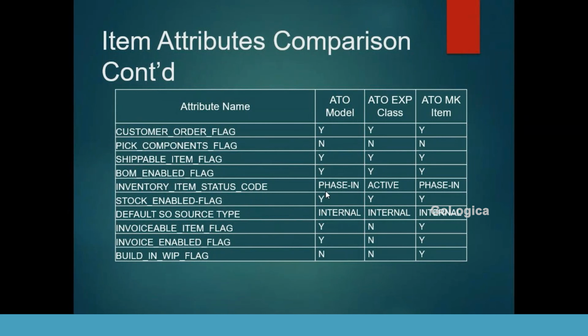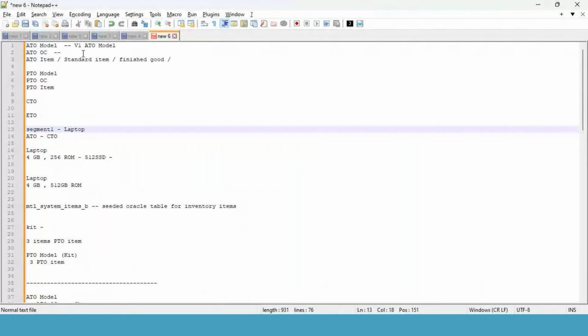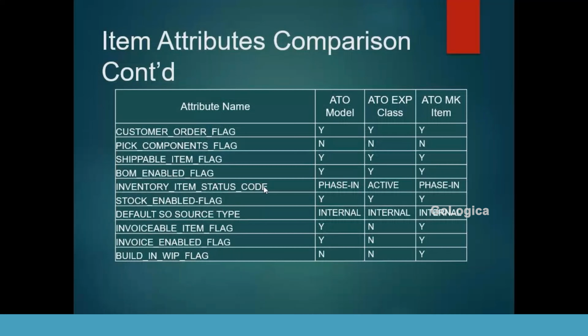Now suppose you have any changes to make in your template. You will define it as a separate template, like a V1 ATO model template, and as per your requirement you can set these flags there. These are the seeded values from Oracle for ATO model, ATO option class, and standard item.